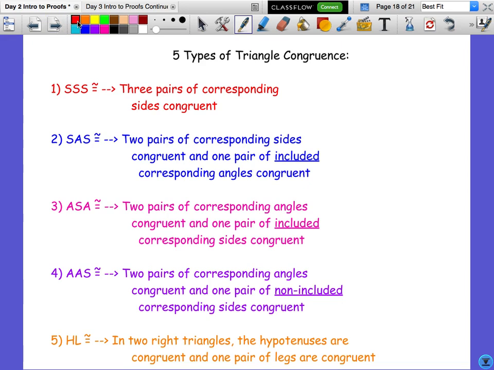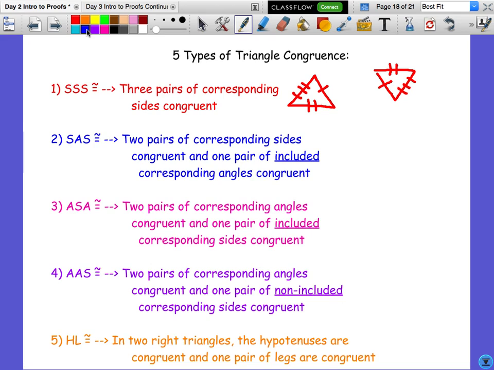So the first shortcut of triangle congruence says all 3 pairs of corresponding sides are congruent. So if we've got 2 triangles where we have 1 pair of corresponding sides, 2 pairs of corresponding sides, and 3 pairs of corresponding sides congruent, I know for a fact that those are identical or congruent triangles.